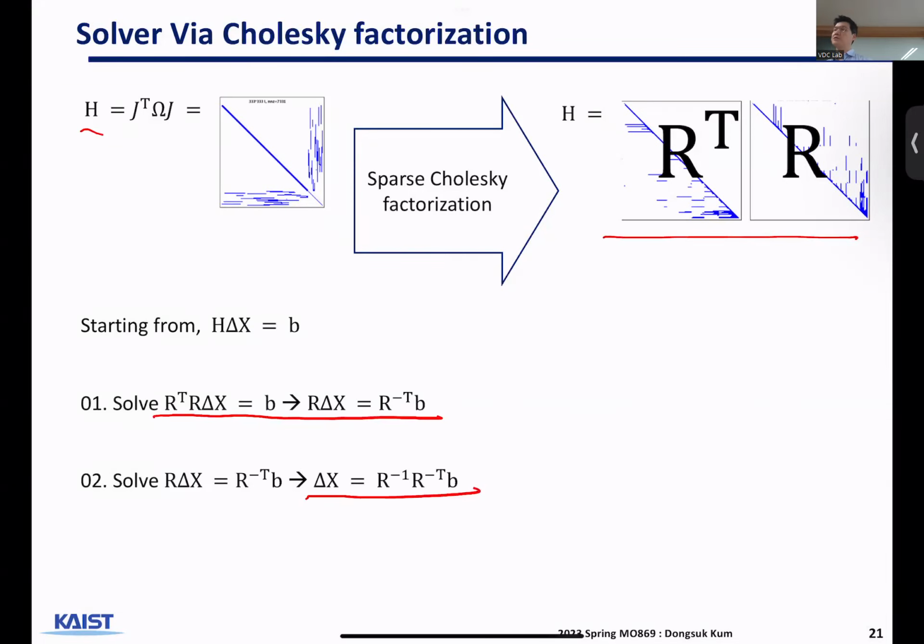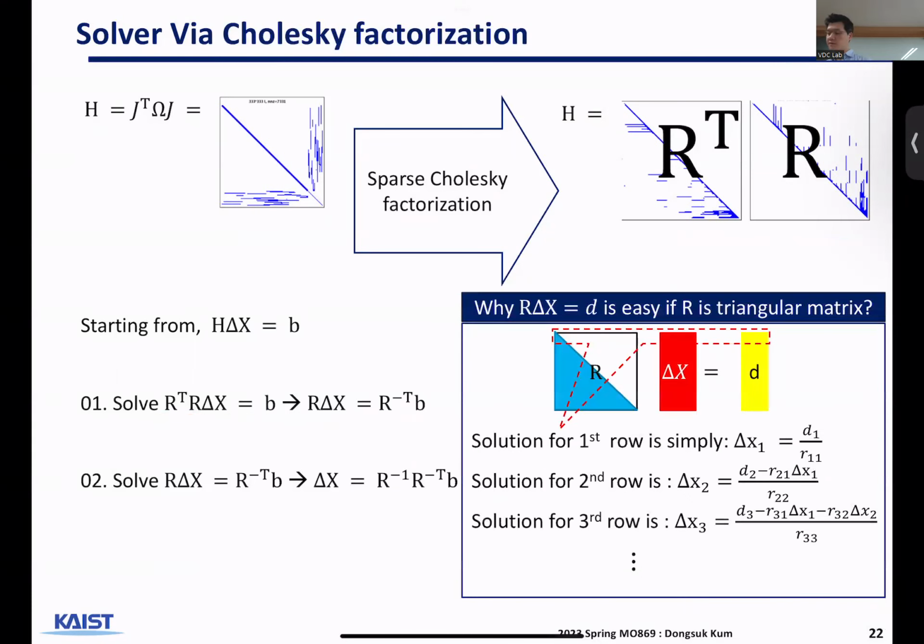Why is this simpler, easier? Well, if you look into how the R matrix looks like, it's a triangular matrix. And if you have a triangular matrix, solving this linear system is very convenient. It's easy to compute.